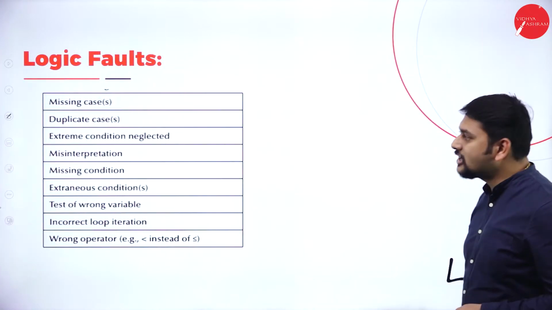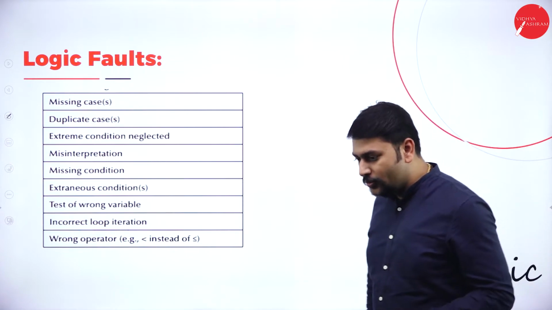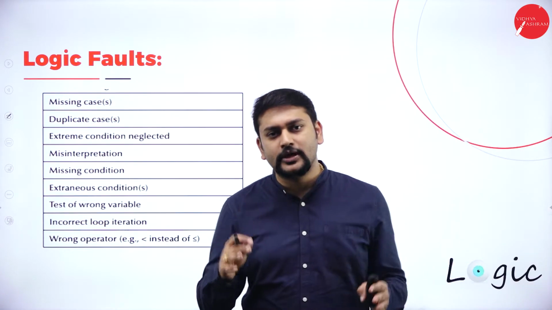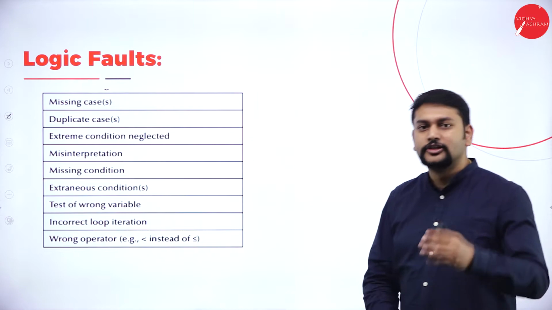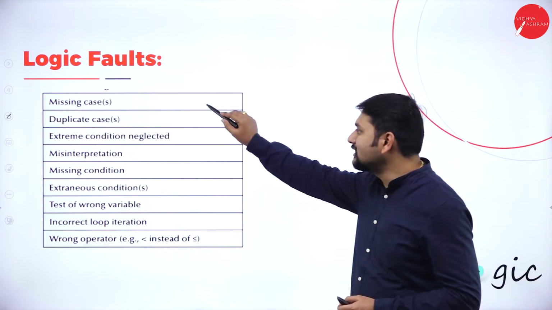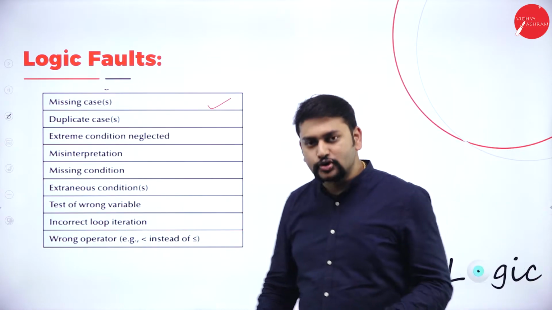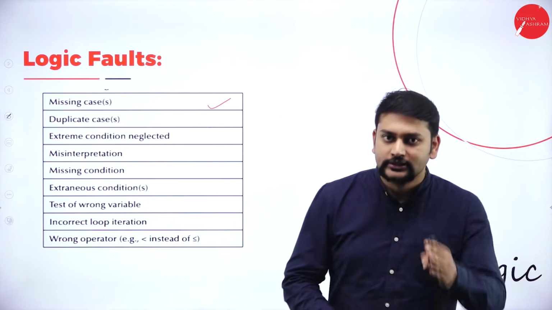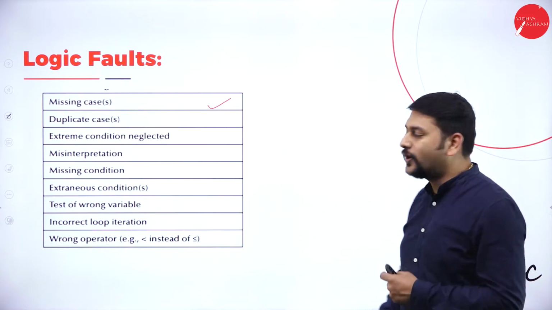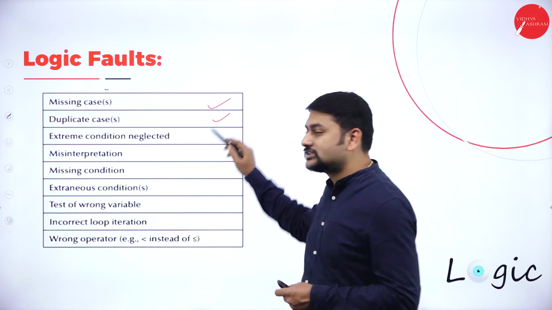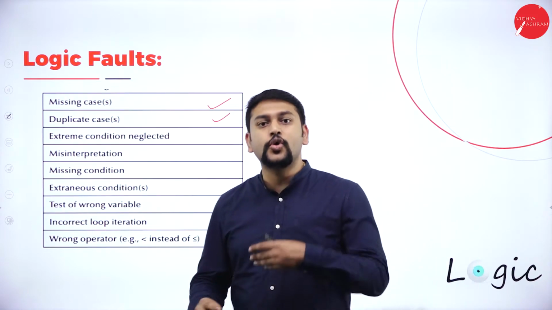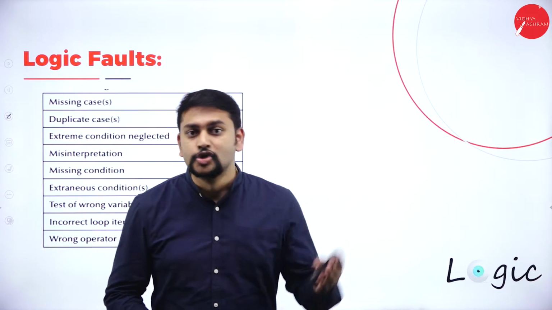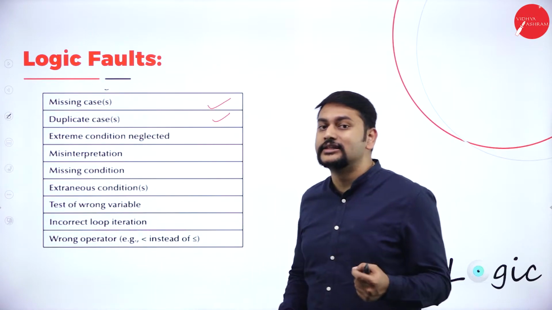I have the next fault, that is logic fault. Whenever I have logic faults, I will be coming across all these things. The first one that I have is missing cases. There is no case at all. So I have missed some of the cases. That could be the first one. And the next one that I have is duplicate cases. You have the case already and you are repeating the case again. So that's what I will call duplicating the cases.